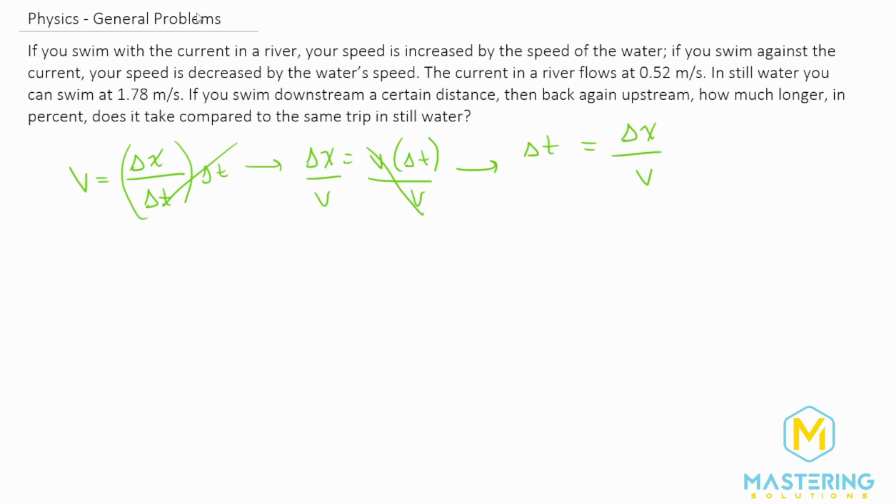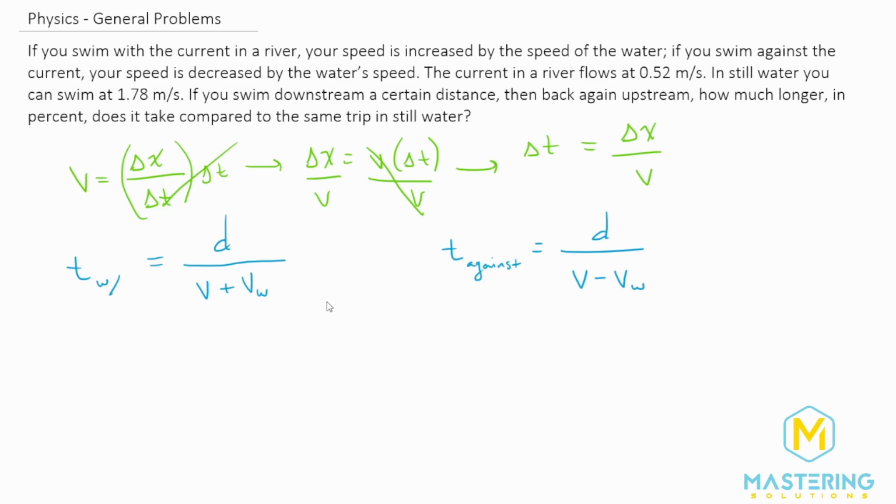So now we need to talk about the current because we have to factor that into the time. If we have the time with the current, we're going to have the distance, which is the same, divided by the velocity that we're swimming in the water plus the velocity of the water. Now, if we are swimming against the current, the time is equal to the distance, which is the same, of course, divided by the velocity that we're swimming minus the current fighting against us, the velocity of the water.